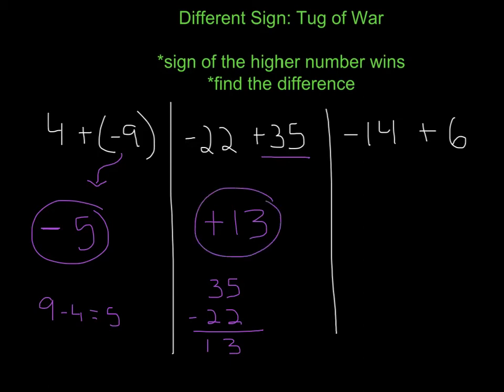And then the last one, -14 plus 6. Which one wins the tug of war? The 14 does, which is negative, so your final answer is negative. And now you just subtract, what is 14 minus 6, and that is 8. So your final answer is -8.